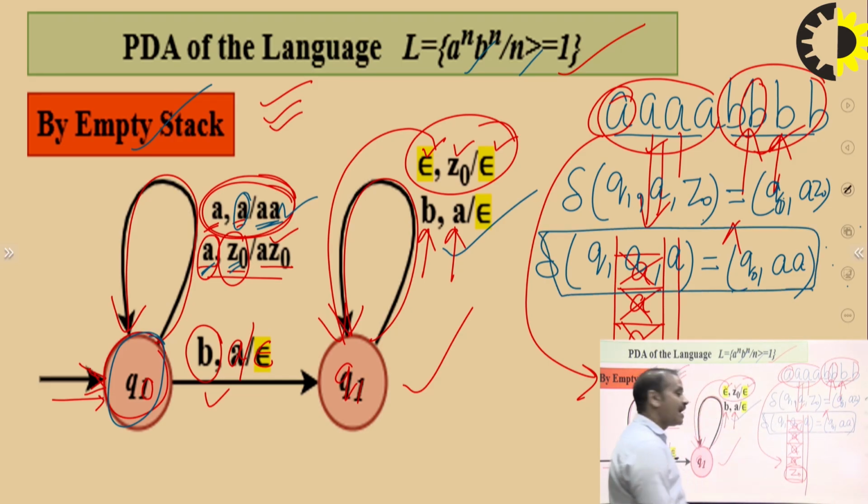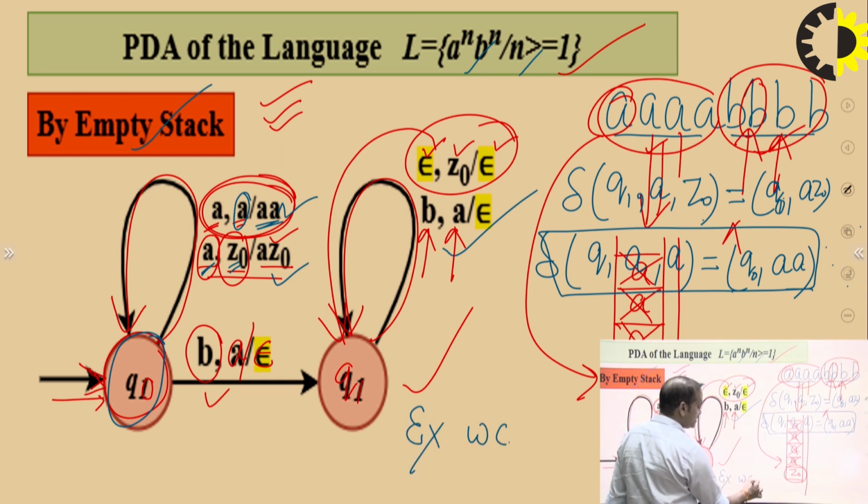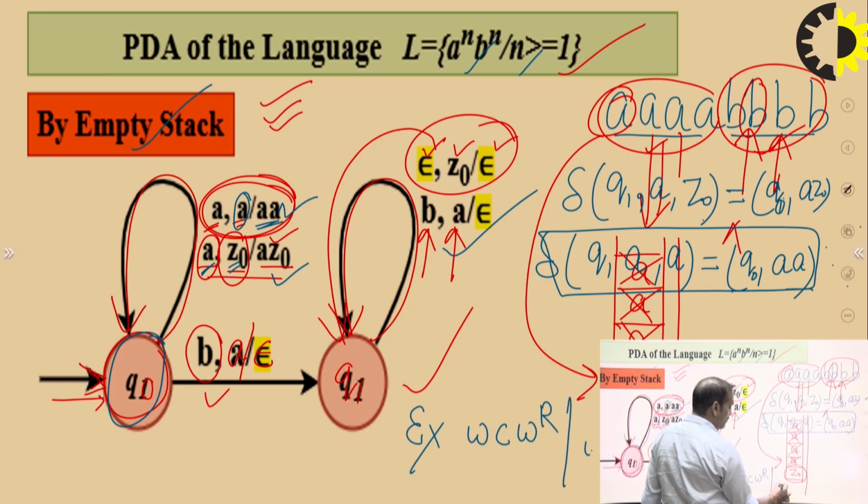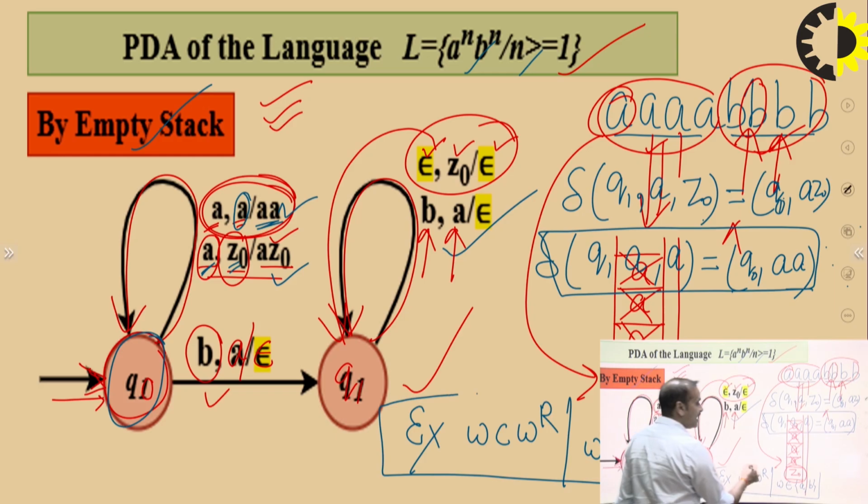Like this, we have to push all the symbols inside the stack. By using such type of designing concepts, we can design a number of questions. Like we take another example, that is W C W power R, where W belongs to {A, B}. We want to design a PDA for this language.